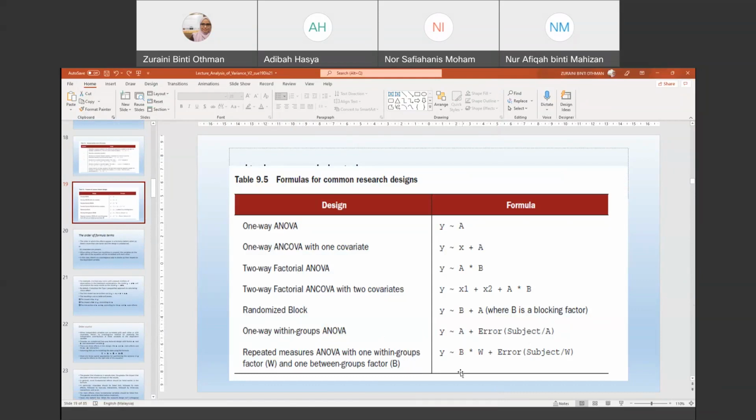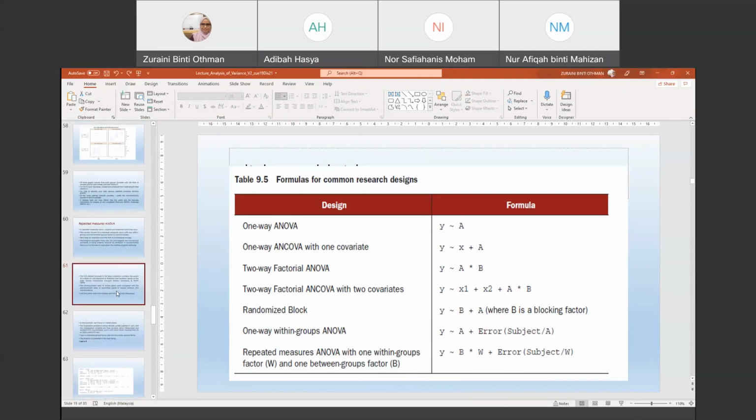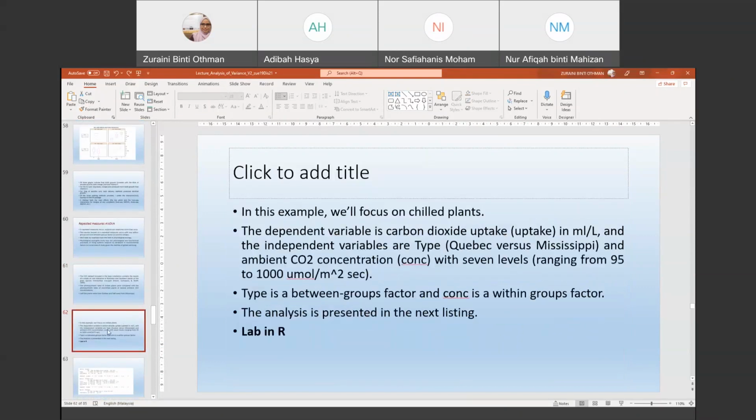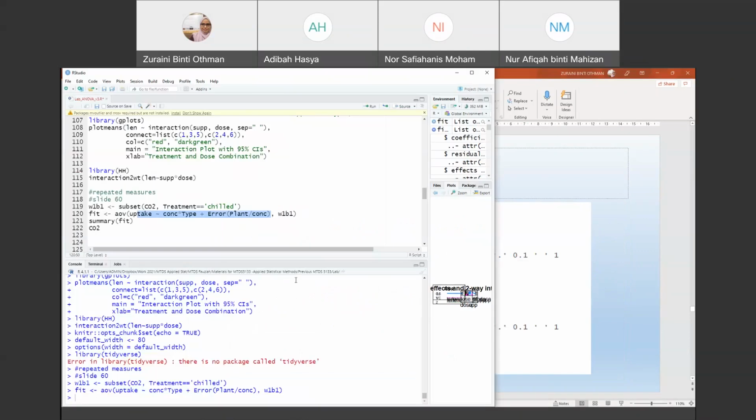But just now we are doing it using the two, which is B times W, right? Repeated measure. This is what we use. Yang last kali ni tadi, repeated measure ANOVA using one group. Okay, back to the slide, 61. Okay, so this is what we want to run in R.